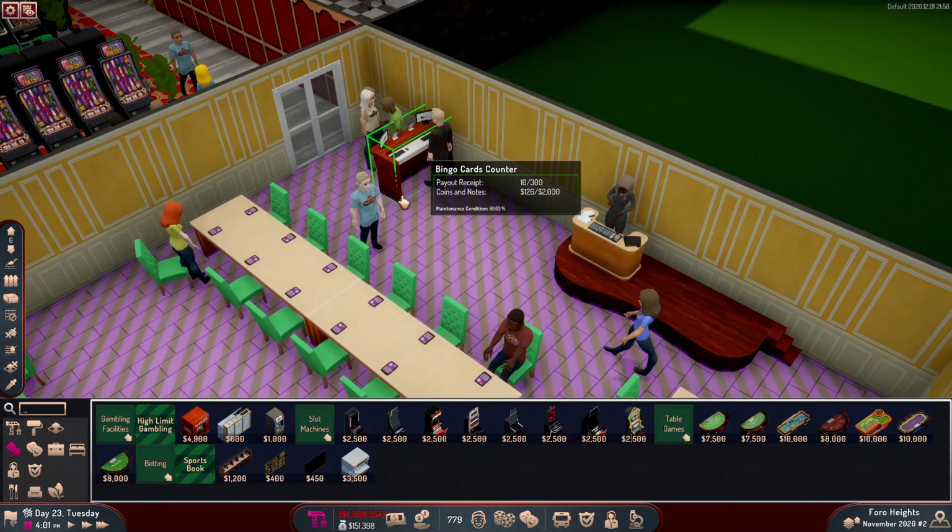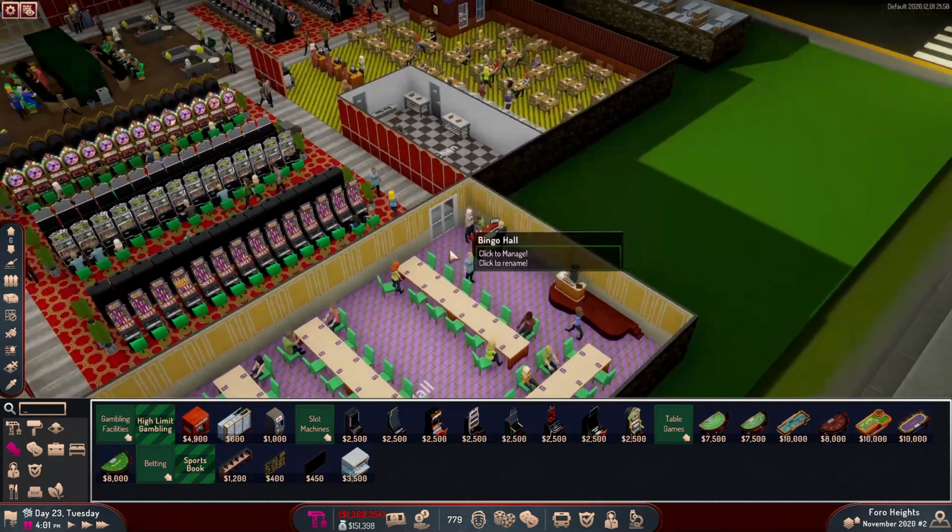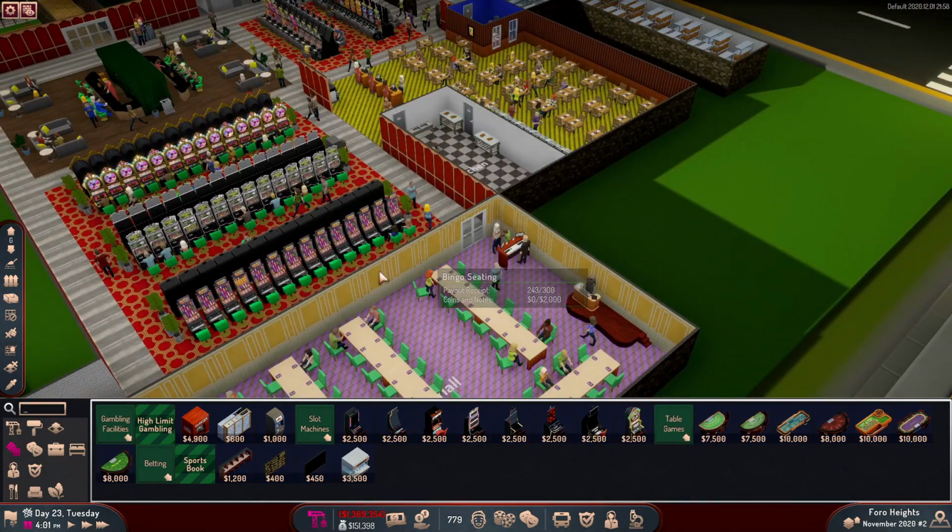But then when you hover over the bingo card counter itself where they come and get their money, you see where it says down there, coins and notes, all right? So coins and notes, they have $126 out of $2,000. From my understanding on what I've asked in the game, that is actually money that people have won in the casino that they are using to purchase something else in the casino. And that holds true to a couple of different areas around here.